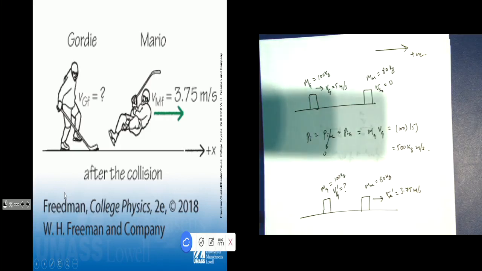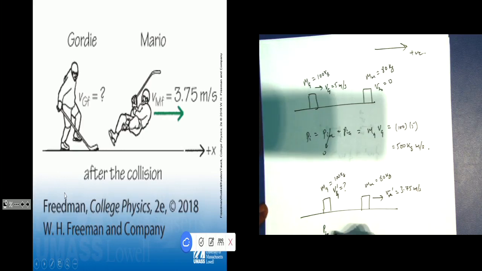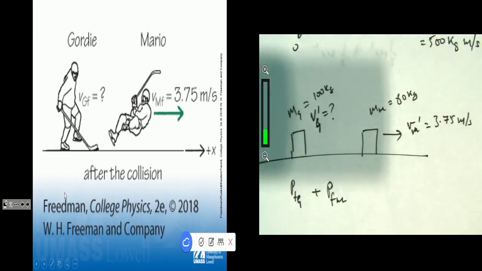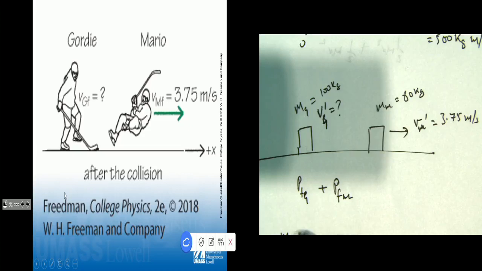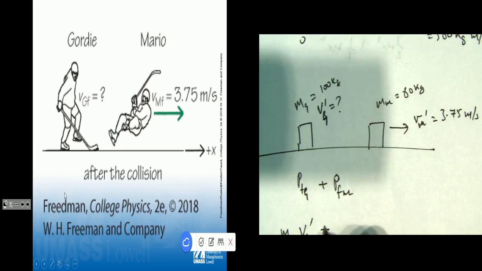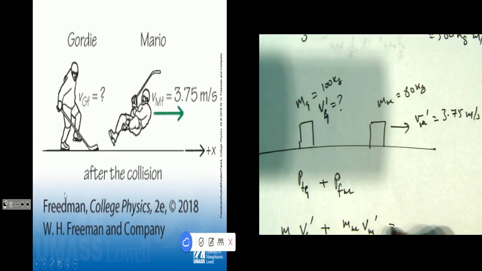So my final momentum is the final momentum of Gordy plus the final momentum of Mario. Okay. Final momentum of Gordy is mass of Gordy times Vg prime, which I do not know. I do not know Gordy's final velocity. Right? Plus mass of Mario times Vm prime, right, which is 3.75. This must equal P final. Everyone with me so far? Well, since I'm applying momentum conservation, I need to know the initial momentum of the system to get the total initial and total final. Right? And then I can make the total initial momentum and total final equal. Everyone with me?